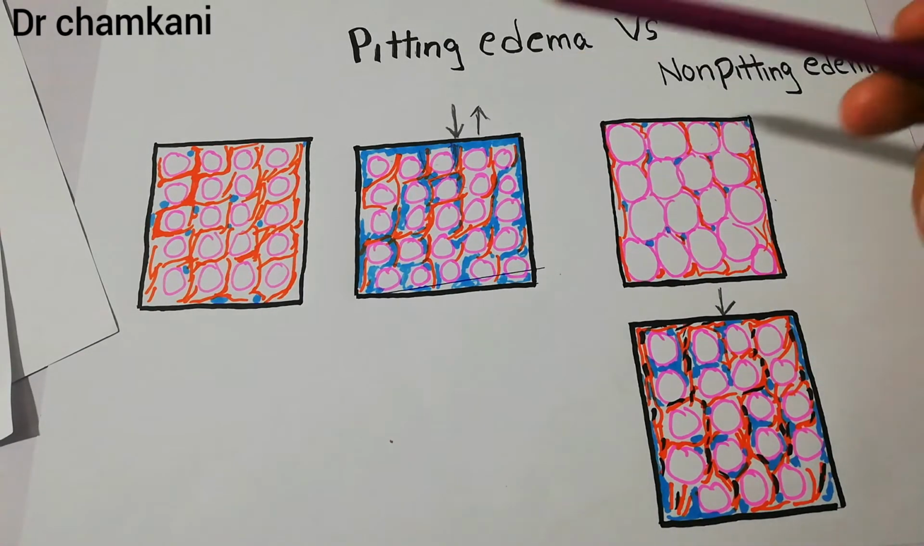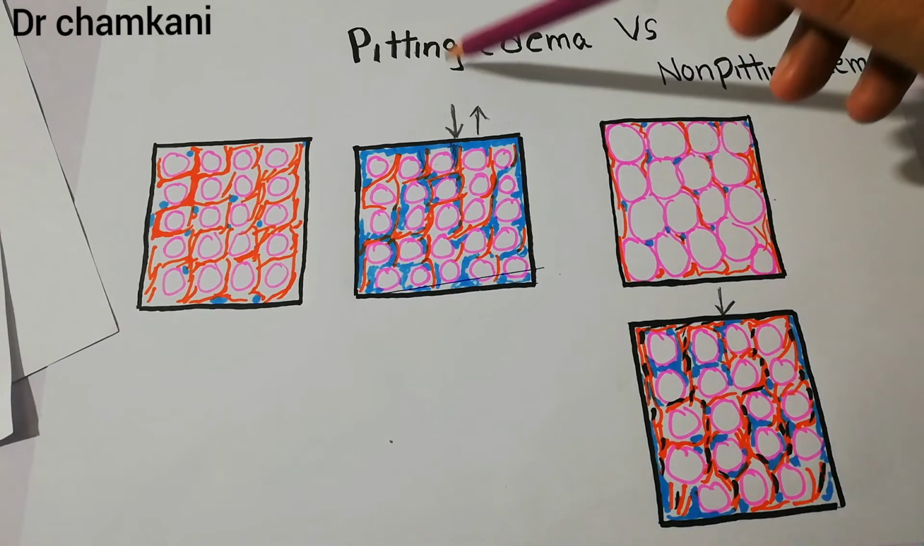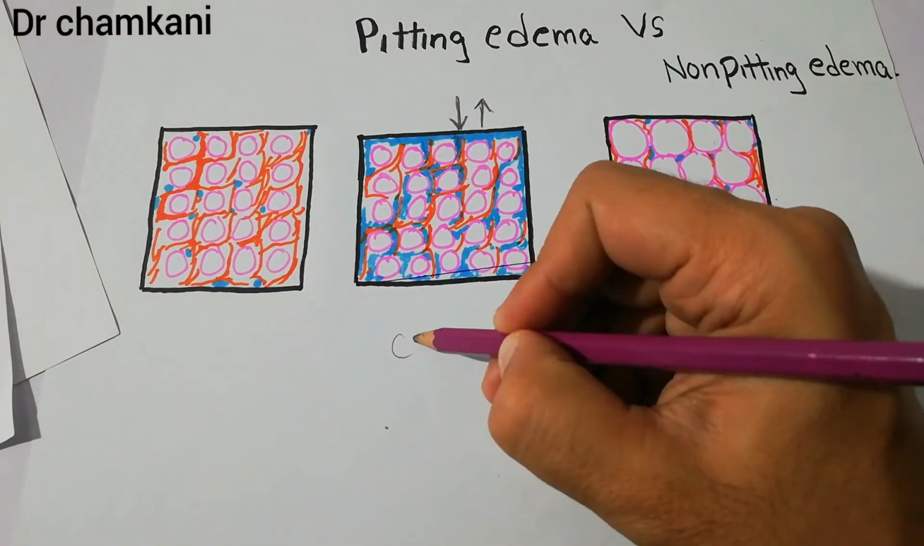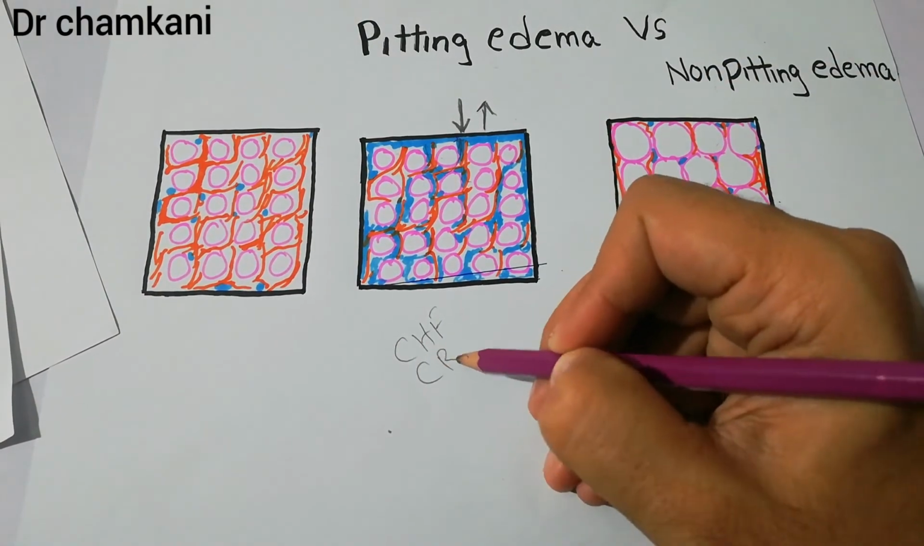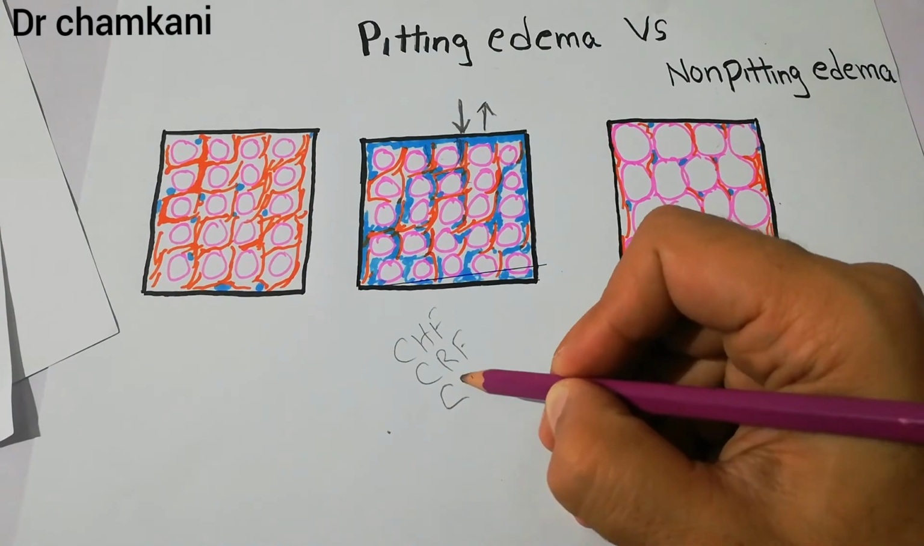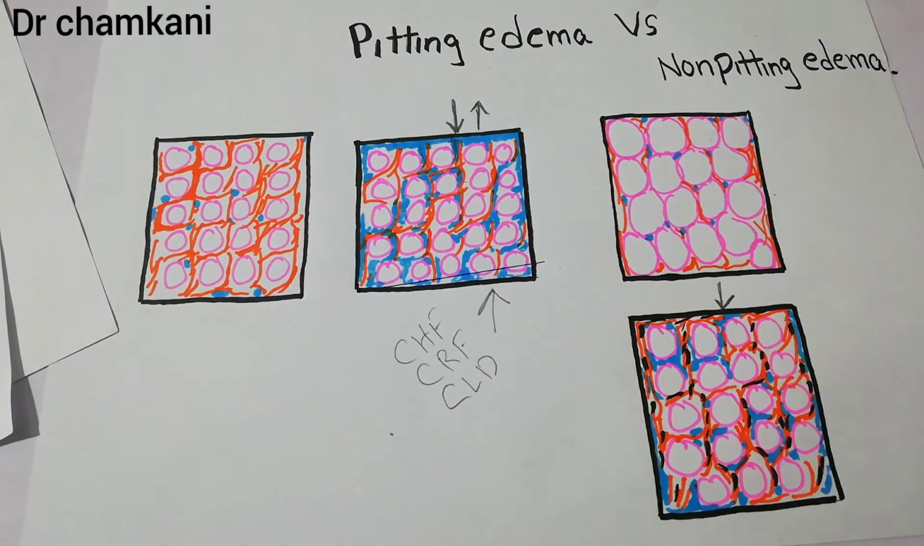Now, pitting edema mostly occurs in cardiac failure or liver failure or renal failure. So in all these conditions, congestion occurs in the body, and there is collection of a lot of fluid or water in the body, due to which edematous conditions occur, and such edema most of the time is pitting edema. So congestive heart failure, chronic renal failure, and chronic liver disease, these conditions will lead to pitting edema.